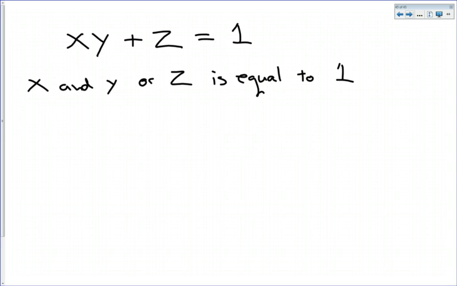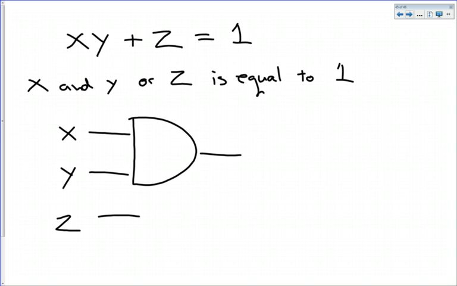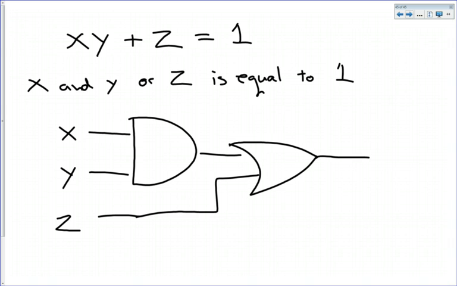How I would draw it is I'd have an x, a y, and a z as 3 possible inputs into this circuit that I'm building. I combine x and y using an AND gate. There, they're combined. And then the result of what those things are combined with combines with the z using an OR gate. So this is the same circuit, x and y or z.